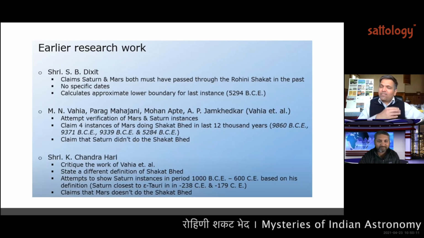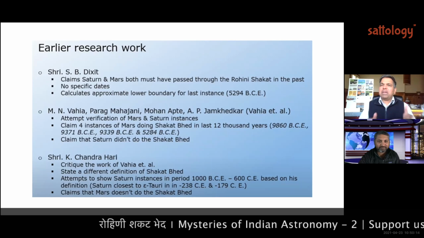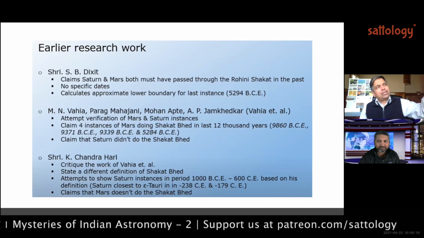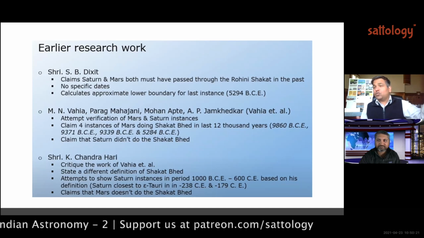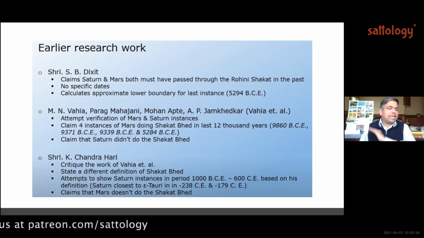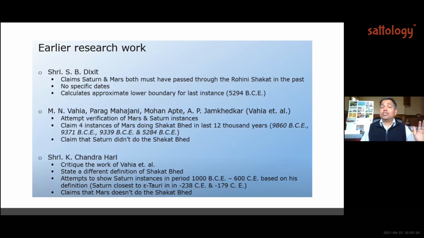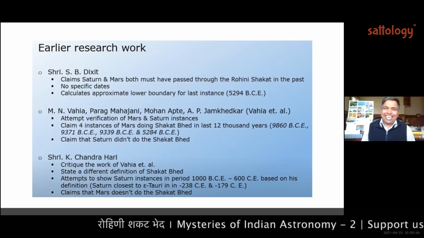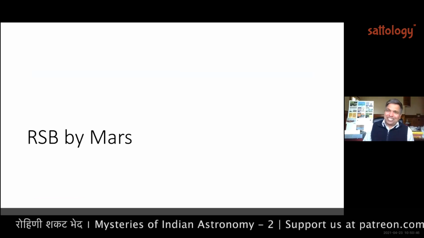So he modified the definition. I'll not go into that, but according to that definition, there is no Rohini Shakata Bhed. So he just said, if a Mars or Saturn comes somewhere in the vicinity of 2 degrees of the Gargatara, then it can be considered a Rohini Shakata Bhed. That cannot be the definition of Rohini Shakata Bhed. And then, of course, he said, Mars will not do it. So Wahiya is saying Saturn will not do it. Chandrahari is saying Mars will not do it. Okay. And the rest of the world is not even aware of what these Indians are talking about. Okay. So let's see what actually the data shows.